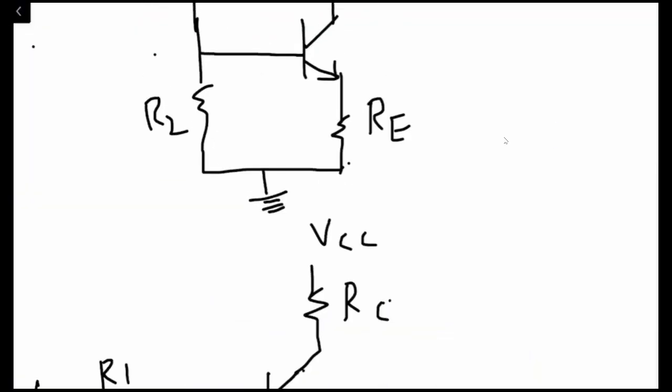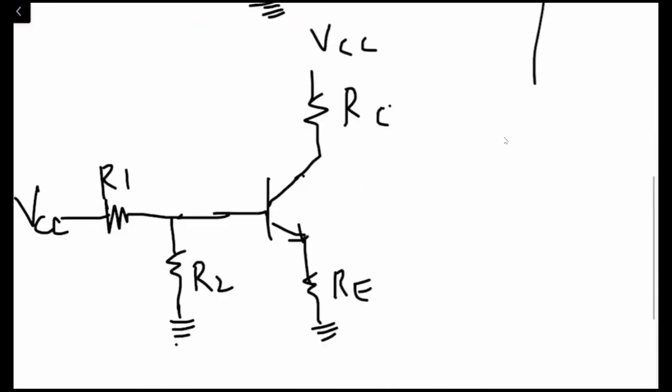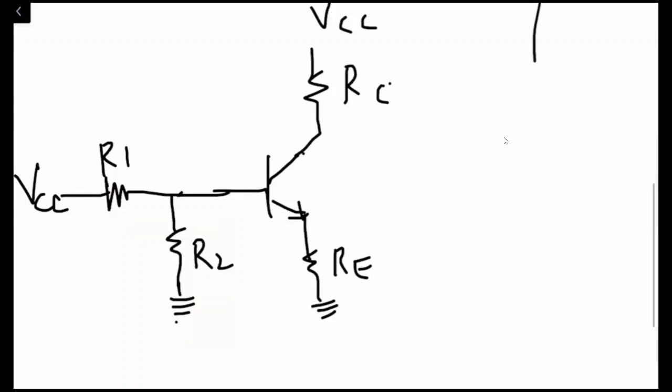So what I have done, I have just simplified it, and with the simplification, now I can say R1 is connected to the base, as well as the other end of R1 is connected to VCC. One end of R2 is connected to the base, and the other end is connected to the ground, right?